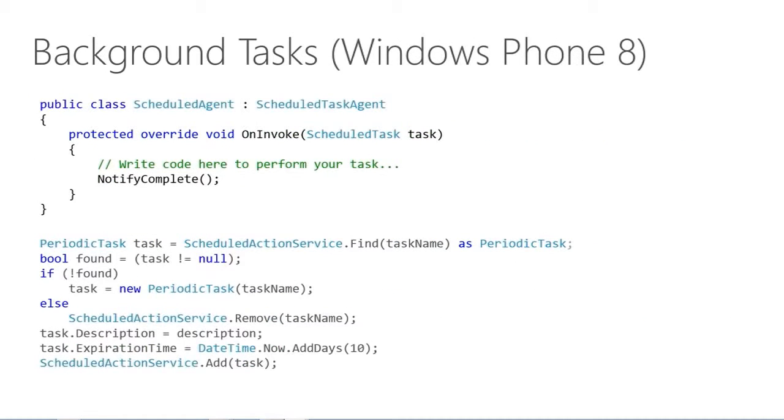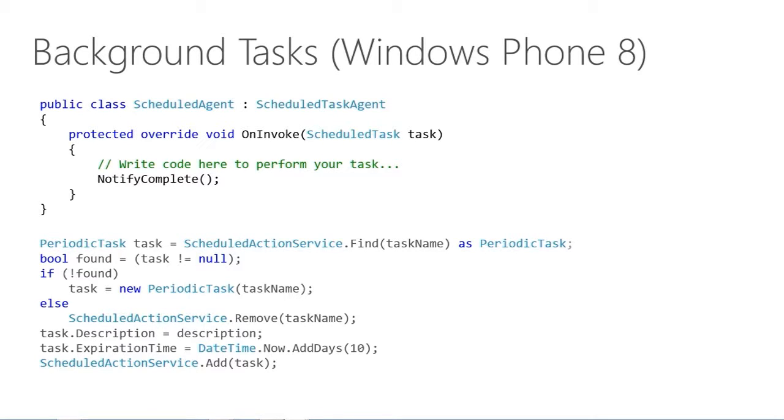Windows Phone 8 is a little different. You would override the OnInvoke method and use the scheduled task agent here. And so here I would write some code, and when that background task is complete, then I send a NotifyComplete. That NotifyComplete method tells the operating system that you're done with the background task, and so the operating system can go on and use the CPU or the thread for something else.